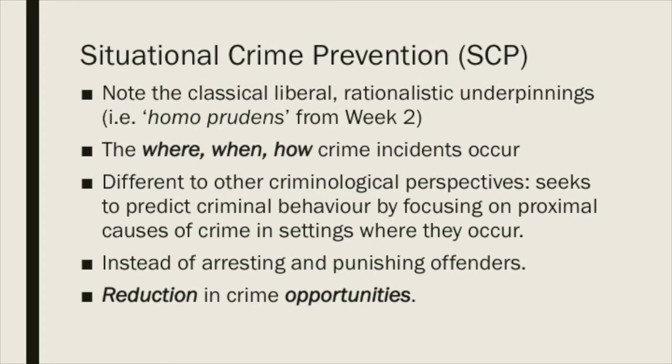You may recall from week two, we mentioned the classical liberal and rationalistic underpinnings of a lot of crime prevention thinking, the Homo prudens model from week two. Now, situational crime prevention, unlike social prevention last week, looks at the where, when, and how crime incidents occur. This is different compared to other criminological perspectives, in that situational crime prevention, or SCP, seeks to predict criminal behaviour by focusing on the proximal or immediate causes of crime in the settings where they occur. This is an alternative to just arresting and punishing our way out of crime. In other words, situational crime prevention is about a reduction in crime opportunities.